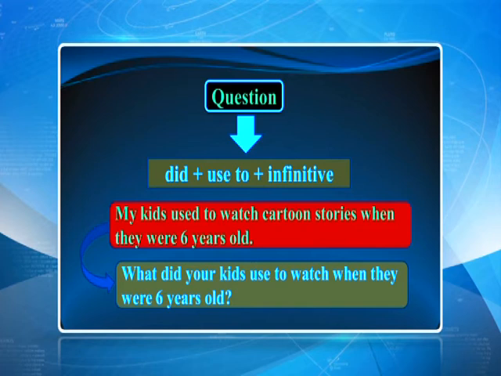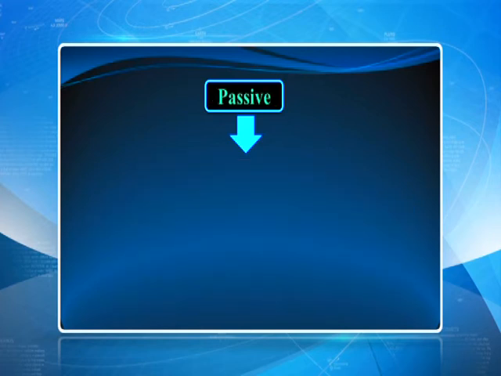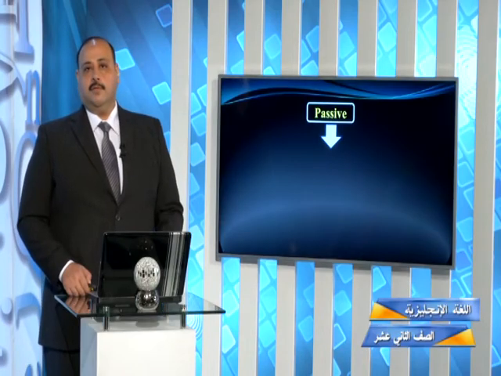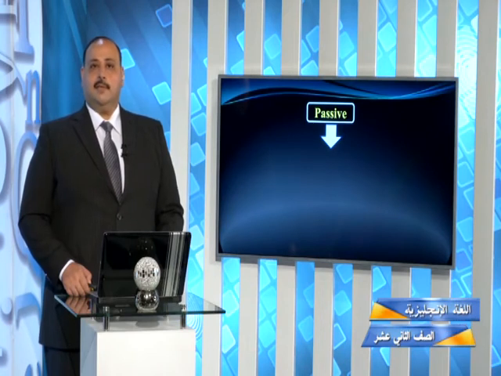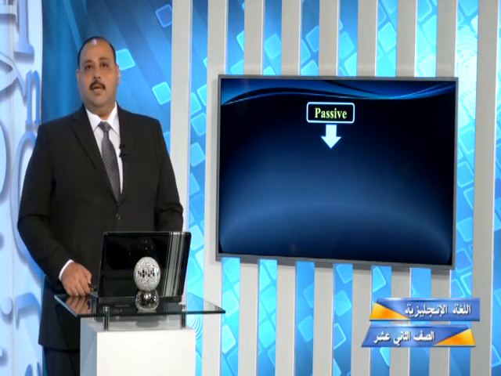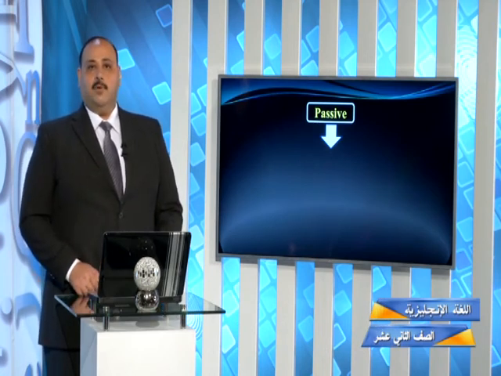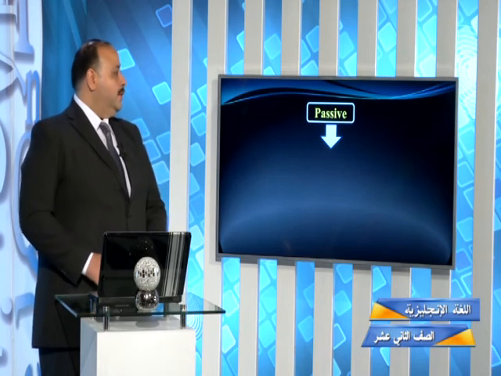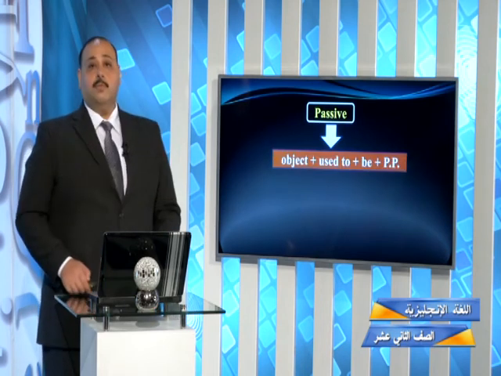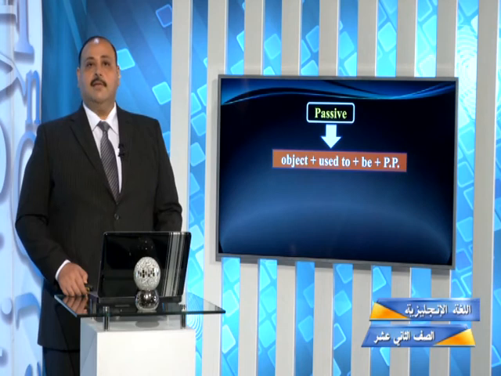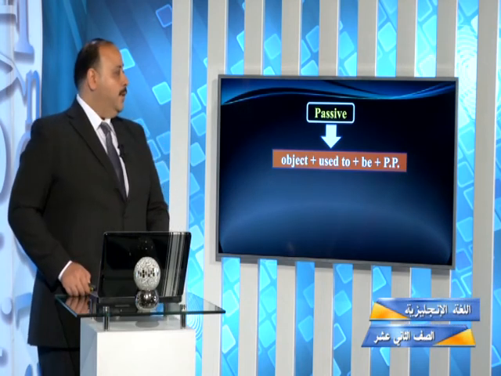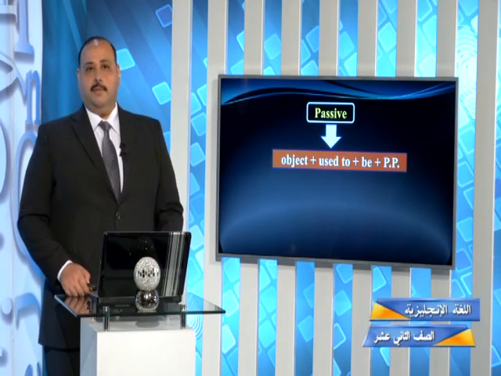Okay, still we have one more point about used to, which is the passive. Now notice I mentioned before that causative is a form of passive, yet passive has another form. Here, as you see, when we use the passive voice or the passivization of the sentence, normally we start with the object and then used to plus be plus past participle. Should be this way. Okay?